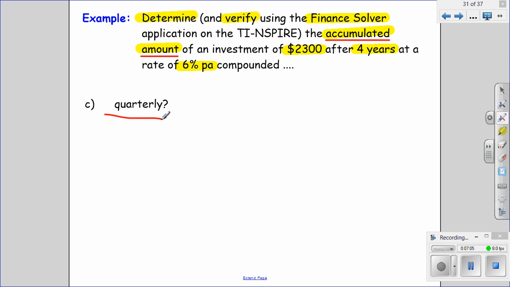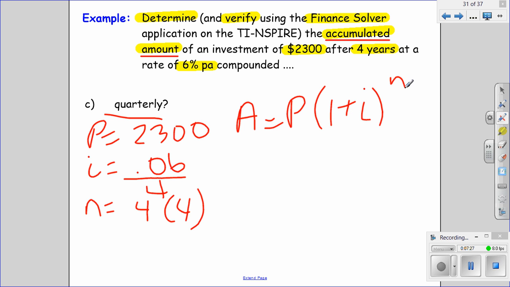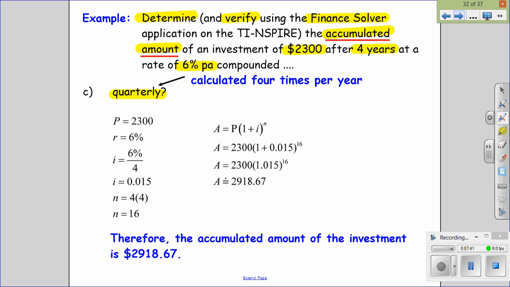This one here is quarterly. P is going to be the same. It's always good though to keep writing out your variables. i is 0.06. It's quarterly, so I'm dividing by 4. And n is 4 times a year for 4 years. Again, start with our base equation, and I'll have 1.015 to the 16. And when I get my handy dandy calculator, I see that the answer is $2,918.67.